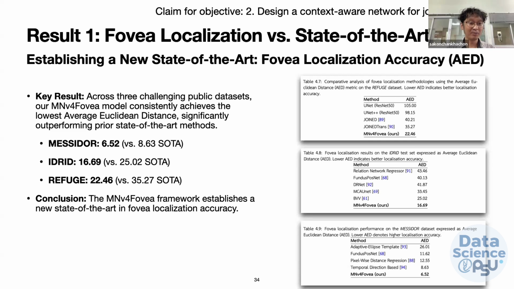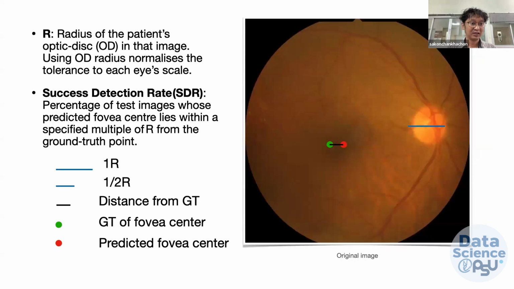Our MNV4 fovea model established a new state-of-the-art in fovea localization accuracy, as measured by the average Euclidean distance across 3 challenging public datasets. Our model consistently achieved the lowest AED, significantly outperforming prior state-of-the-art methods. The success detection rate, or localization accuracy, measures the percent of test images where the predicted fovea center lies within a specific distance from the ground truth. The distance is normalized by the radius of the patient's optic disc to account for the variation in scale between different eyes.